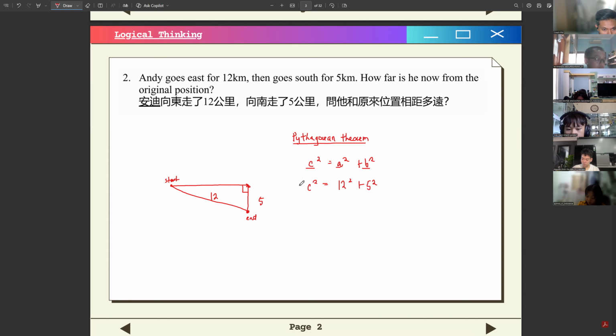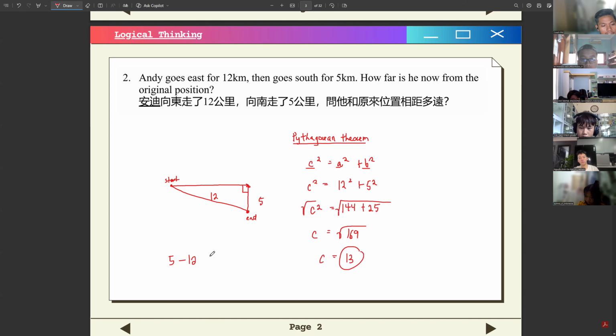So you take the square root of both sides of the equation. So we have square root of C squared is equal to 144 plus 25. This is C. This is equal to, sorry, I didn't take the square root here. So this should be square root of 169, which is 13. That's our answer. By the way, this is a very common Pythagorean triple, 5, 12, 13.